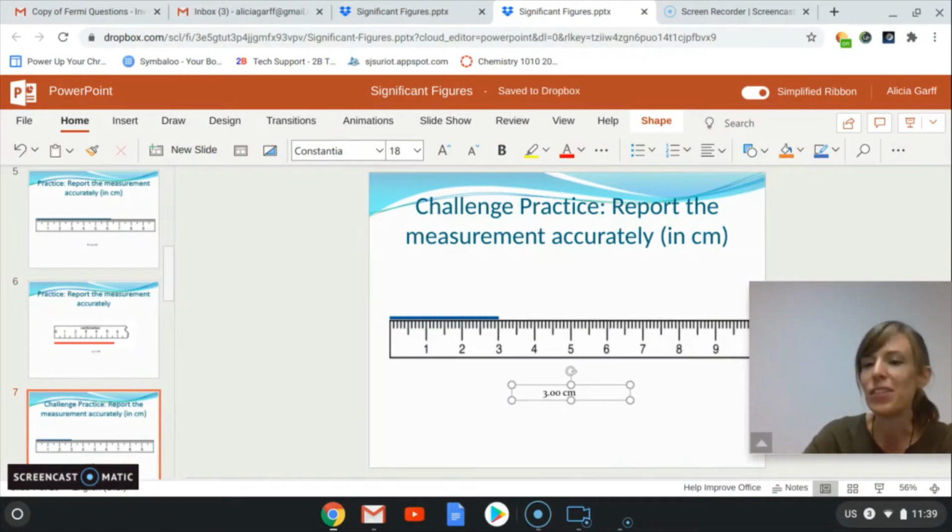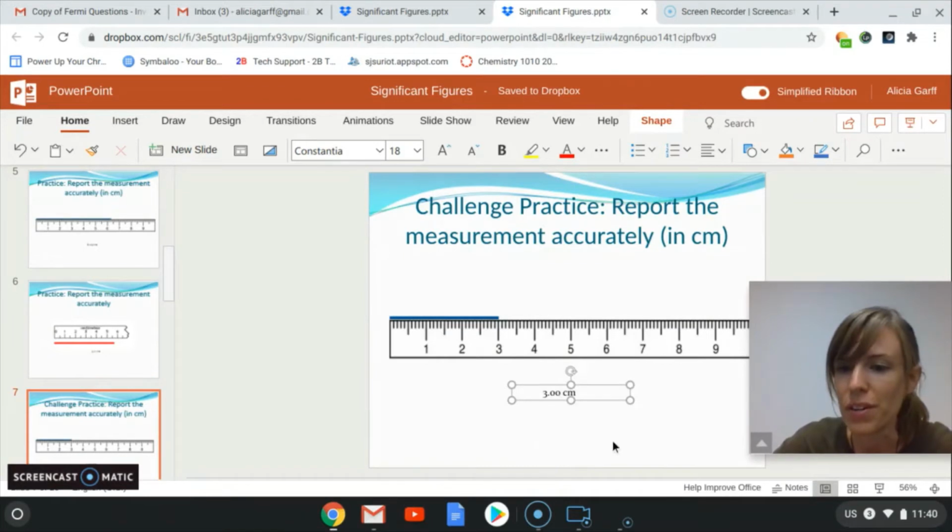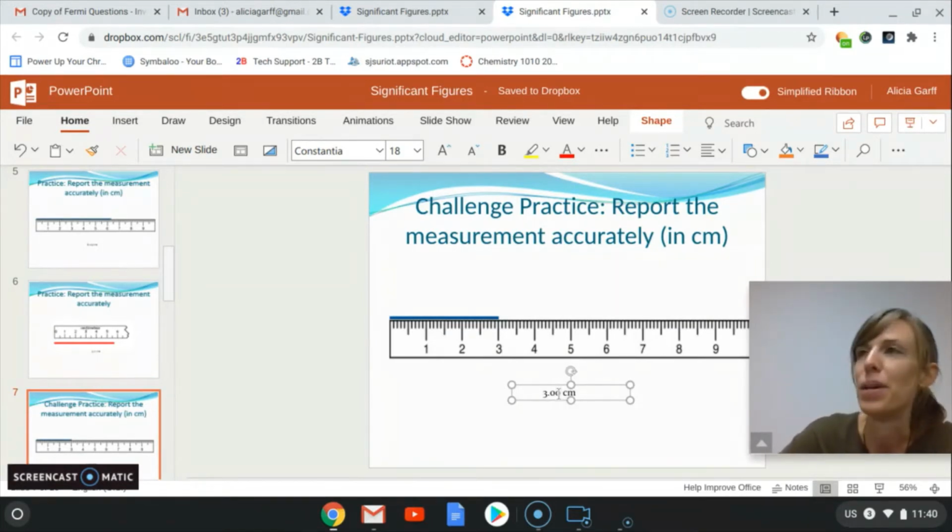Okay, I know that one's a little bit tricky, but I put it on here because UVU has had questions like that on their test where they'll give you a ruler that looks like this, and they ask you to report the measurement accurately, and they would have options in their multiple choice. They would have 3.00, they would have 3.0, they would have 3, they would have 3.000, and you have to choose which one is correct based on the ideas of significant figures. So hopefully that makes sense.